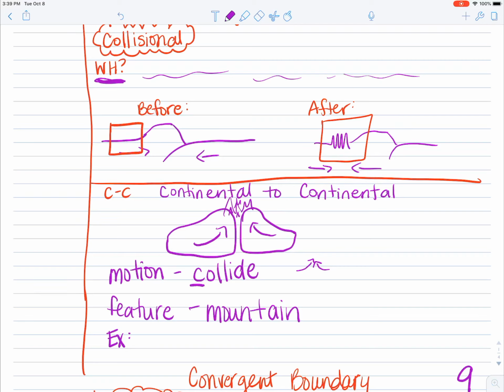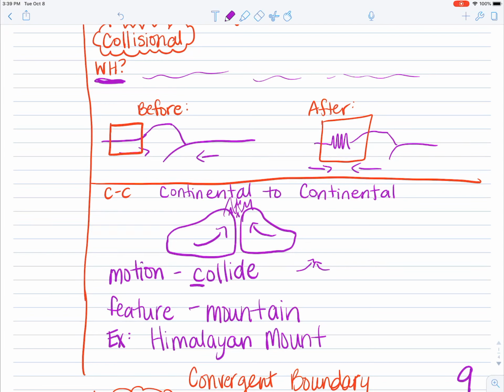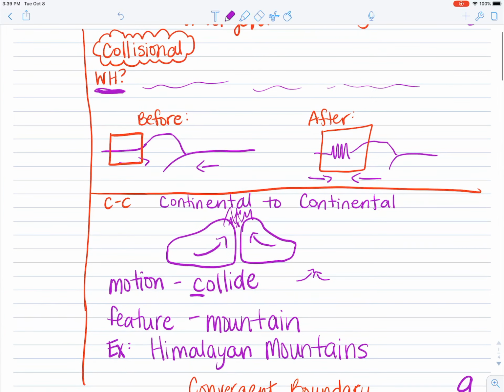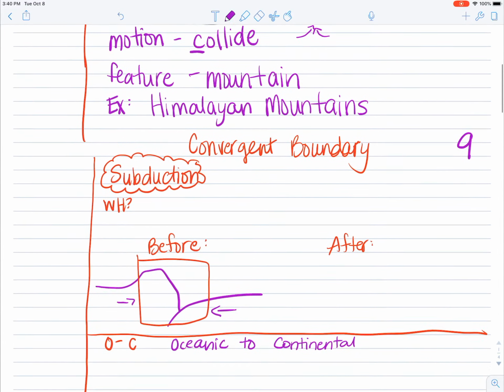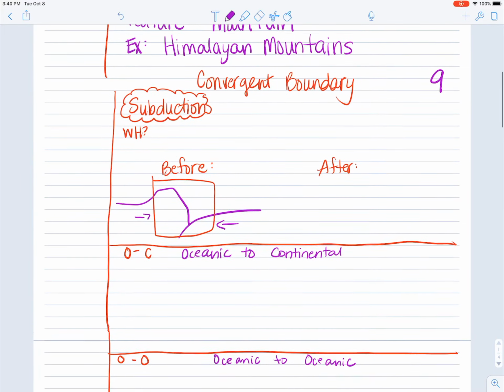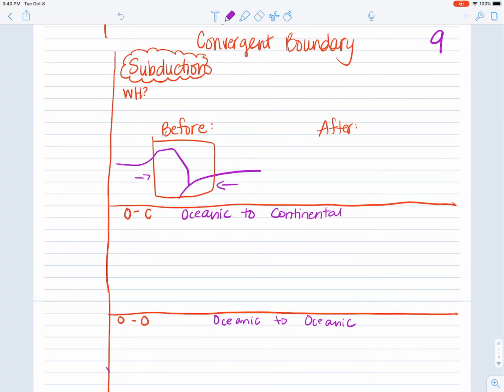And the real world example are the Himalayan mountains, or Mount Everest. Every year those mountains grow because those boundaries are still moving towards each other, and so each year they increase in height. So that's whenever you're looking at continental to continental, so it's the land running into each other. Another type of convergent boundary occurs whenever you have oceanic to continental and also oceanic to oceanic.